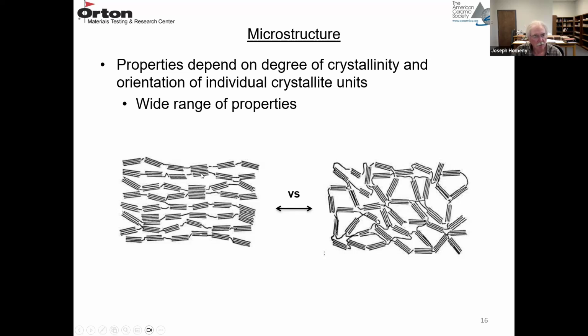So here are small crystals of graphite that are aligned during the processing. And then here's a more random arrangement. So these properties on the left-hand side are going to be a function of direction, or anisotropic. These are not going to be a function of direction. They're going to be isotropic.